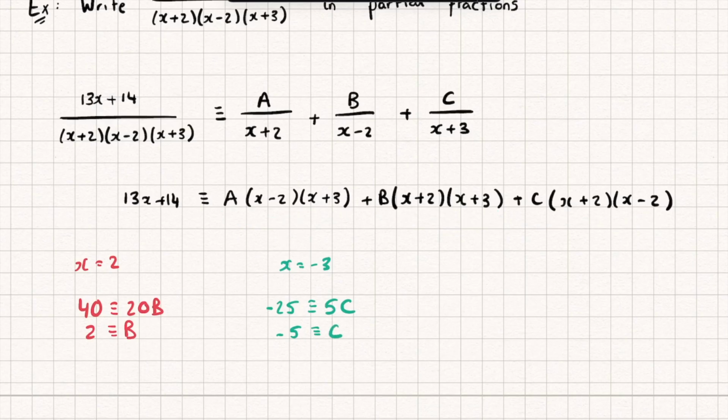And so what we're going to do is let x equal negative 2. Because by doing that, this is going to go to 0, this is going to go to 0 and leave us to find a. So let's substitute it into the left hand side first.